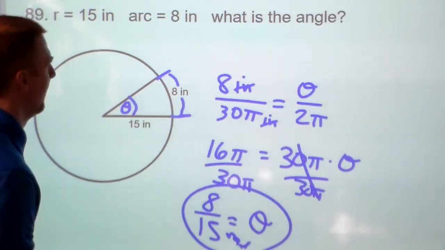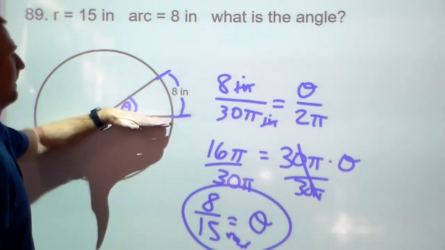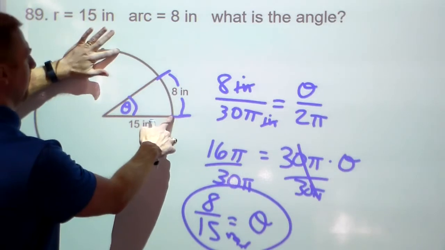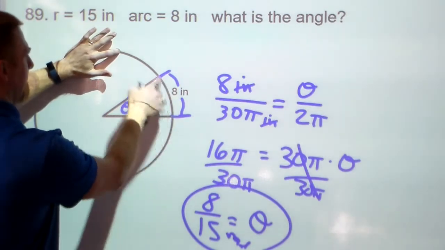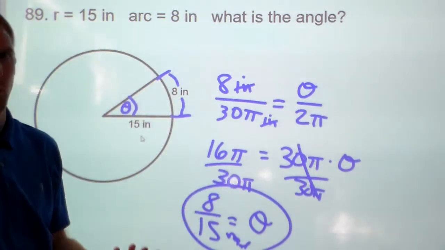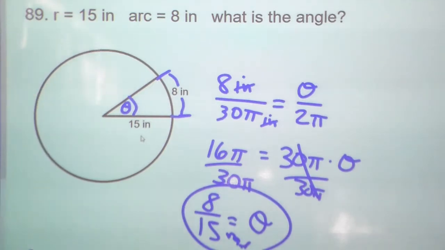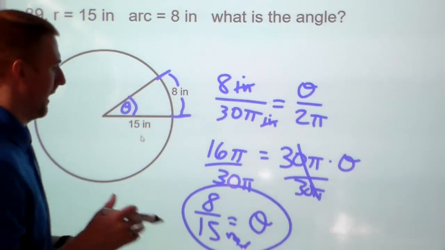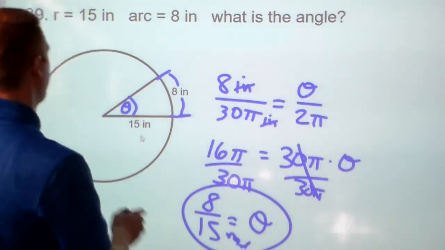And another way to look at that, a radian is the radius stretched across the edge of the circle. 1 radian would be 15. This is 8 out of 15 inches for 1 whole radian, so hopefully it makes sense that way. Now the book gives you this formula, theta equals s over r. So let's talk about how they get that.